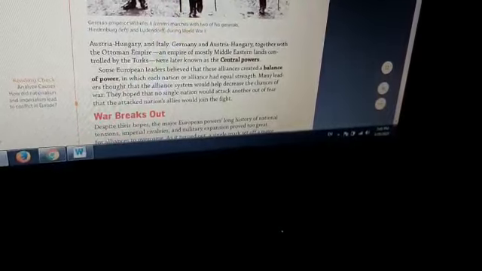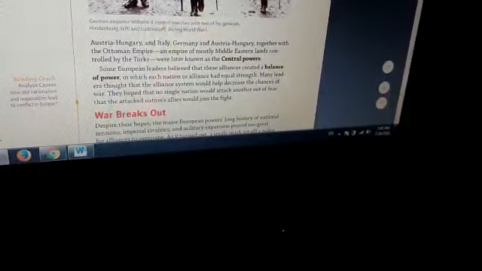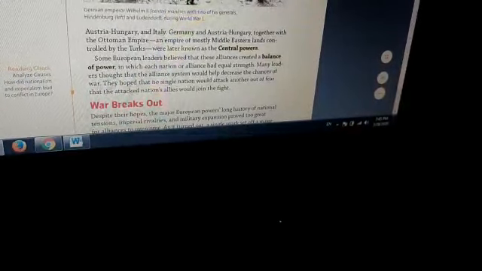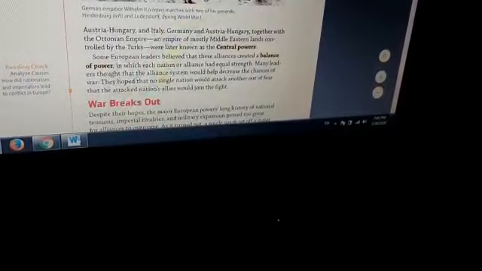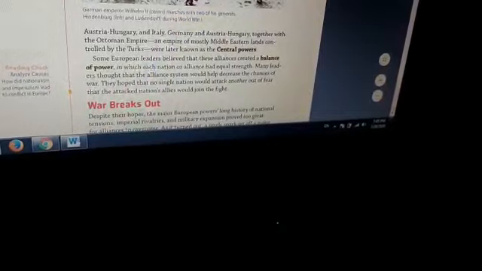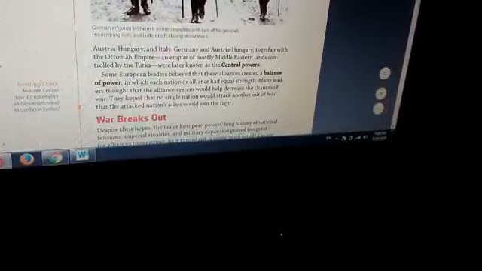Some European leaders believed that these alliances created a balance of power, in which each nation or alliance had equal strength. So when they're grouping together, they have equal strength, the balancing, in which each nation had equal strength. Many leaders thought that the alliance system would help decrease the chances of war. They hoped that no single nation would attack another out of fear that the attacked nation's allies would join to fight, but actually this did not happen.